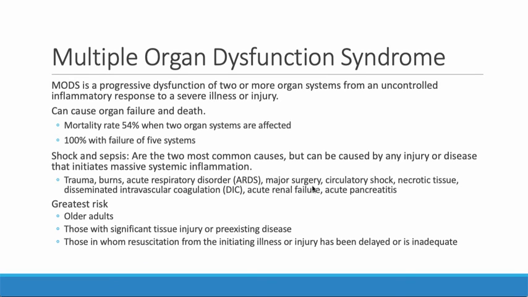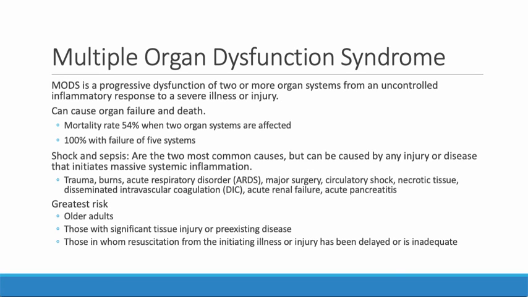Now, multiple organ dysfunction syndrome, or MODS, we're mentioning here because I want you to see how important this is for figuring out who is going to survive from their infection or whatever shock, and who won't. In fact, we know that the mortality rate of MODS, multi-organ dysfunction syndrome, is 54% when two organ systems are affected. Two organ systems.